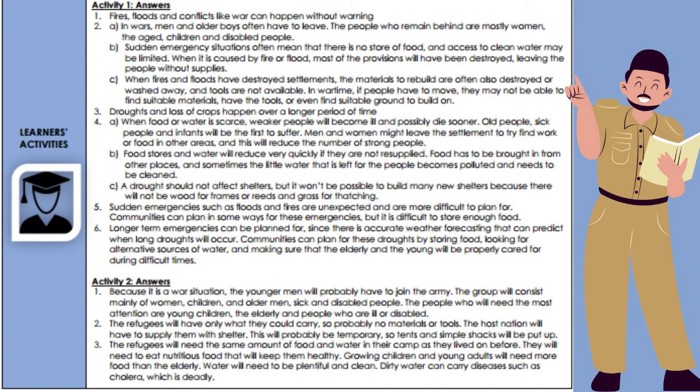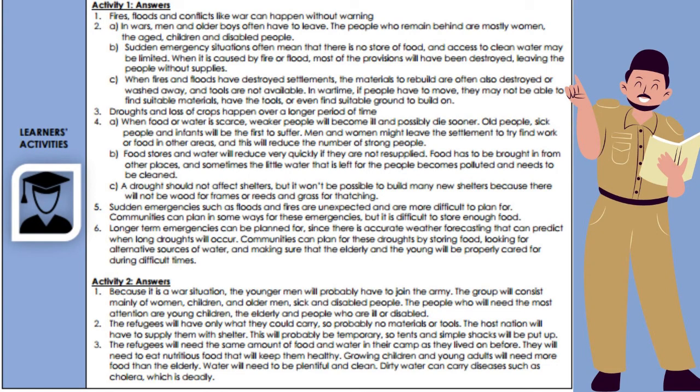Activity 2. Answers. 1. Because it is a war situation, the younger men will probably have to join the army. The group will consist mainly of women, children, and older men, sick and disabled people. The people who will need the most attention are young children, the elderly, and people who are ill or disabled.